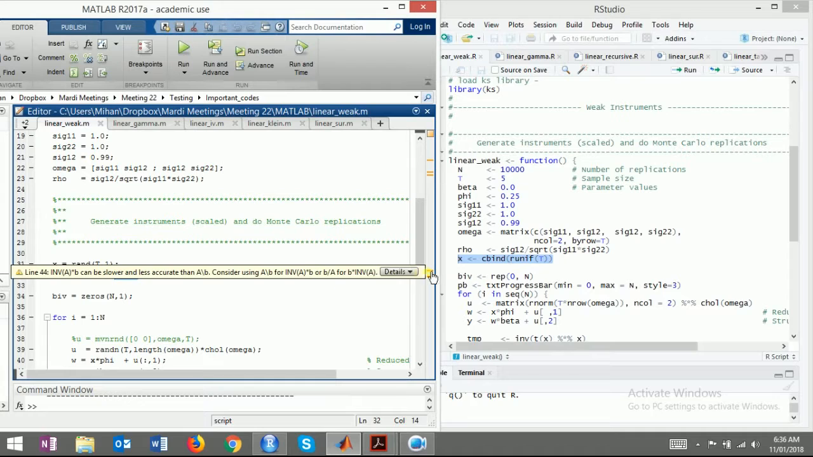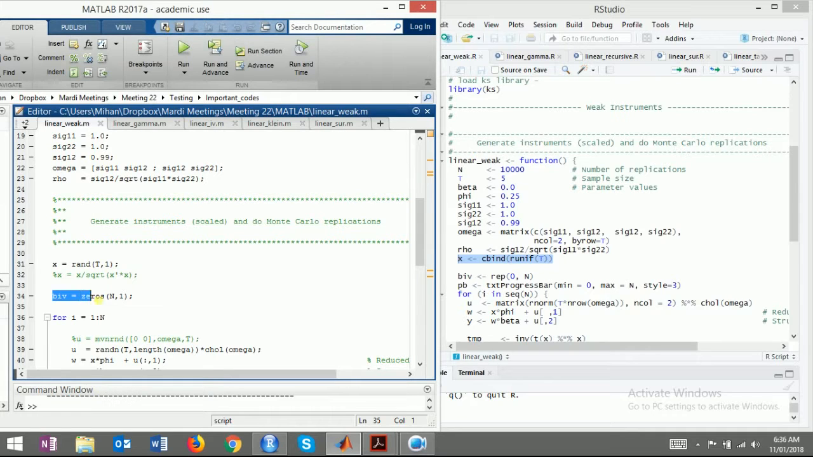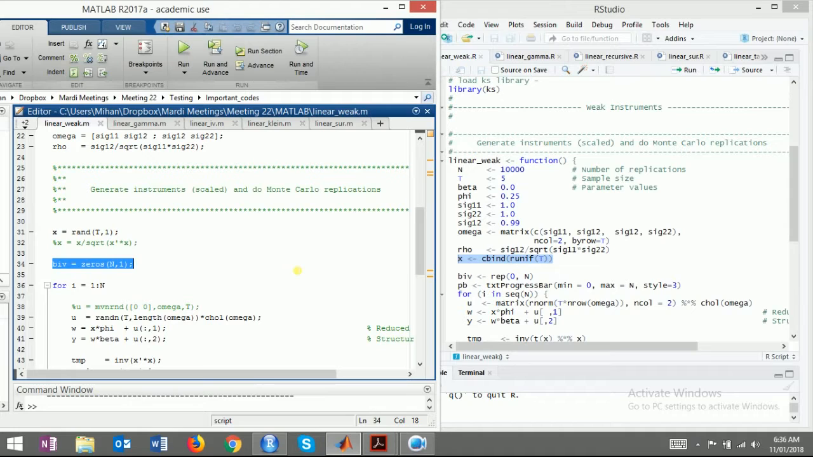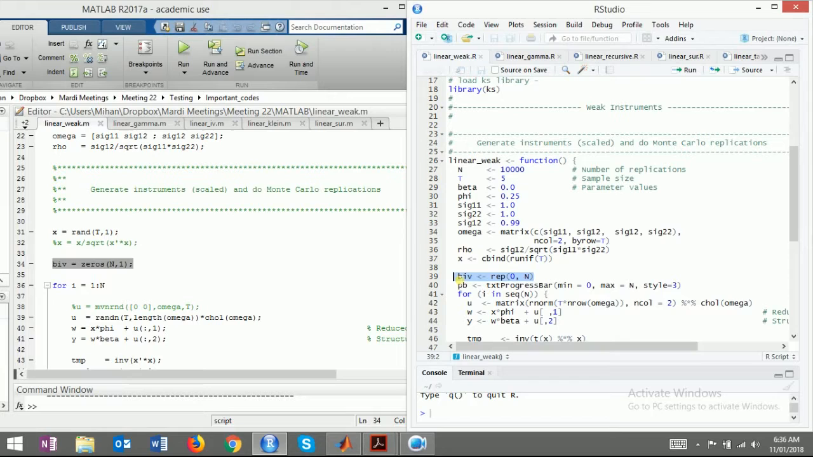Or we could have done x divided by x transposes. So for the beta of the IV estimator, we're going to estimate it with simulation now. First create zeros to store the results, n rows and one column. Replicate zeros n times.